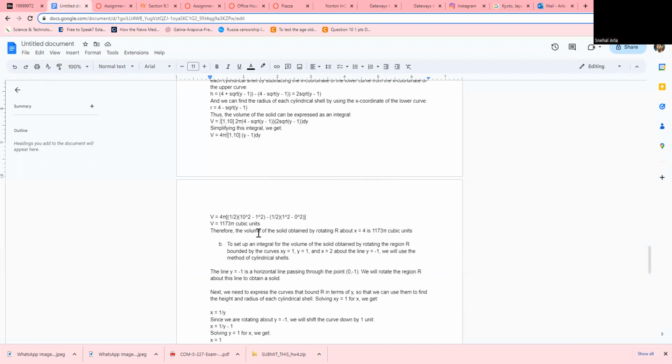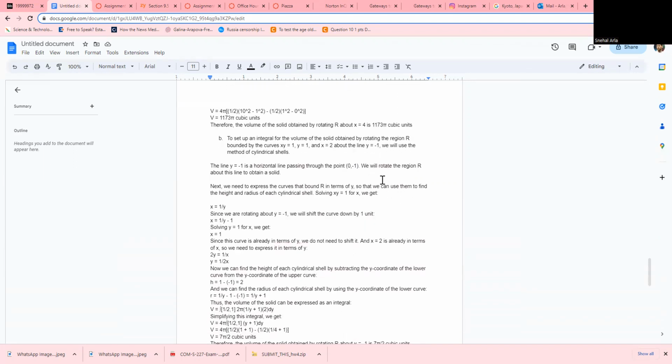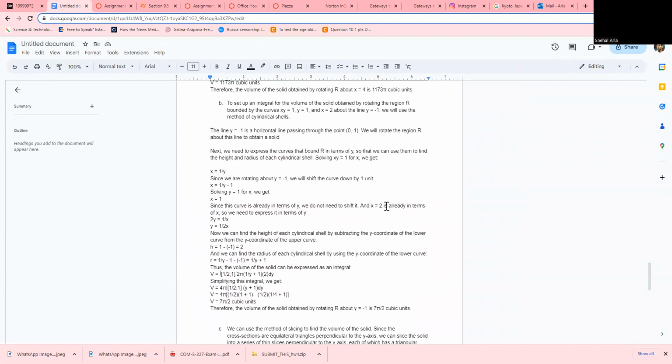Simplifying the integral, we get the value, and after further simplifying, the volume is 1173 pi cubic units, the value we end up with. Therefore, the volume of the solid obtained by rotating R about x equals 4 is 1173 pi cubic units.